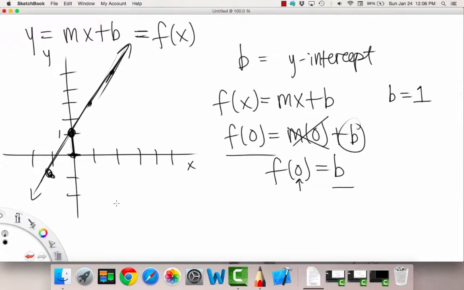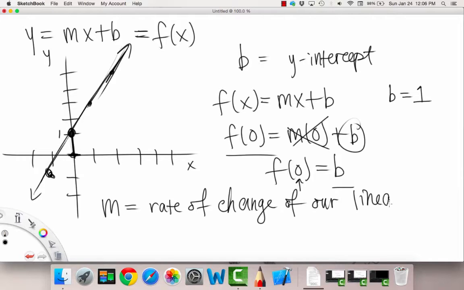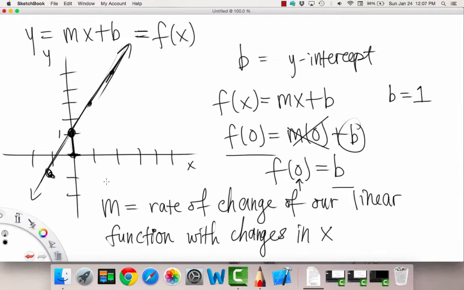Now m is a little bit different. Actually, a lot different. That's a completely different thing. So m is the rate of change of our linear function, and for linear functions this is specifically called slope. Basically, this is the rate of change of our function value corresponding to changes in x. As we change our input, how do the values of our function respond? We'll go more in depth on the next slide about slope.